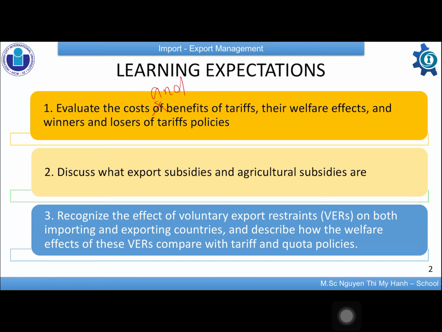The second expectation is that you need to discuss what export subsidies and agriculture subsidies are, and recognize the effect of voluntary export restraints (VERs) on both importing and exporting countries, and describe how the welfare effects of these VERs compare with tariff and quota policies. So here we will go through four main policies. The first one is tariff, the second one is export subsidies, and the third one is VERs and the quota policies.